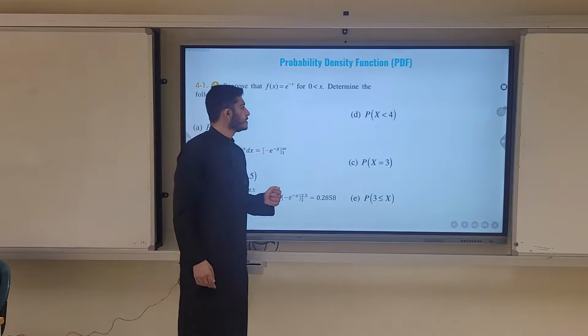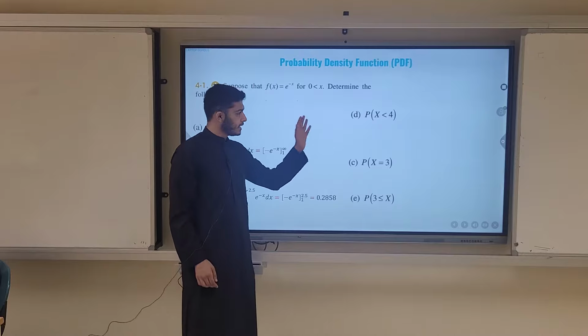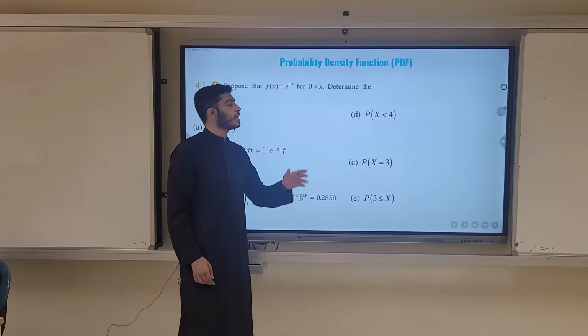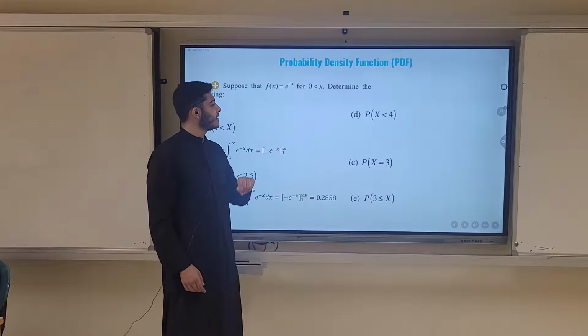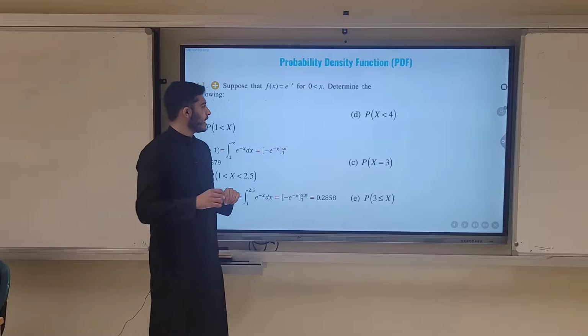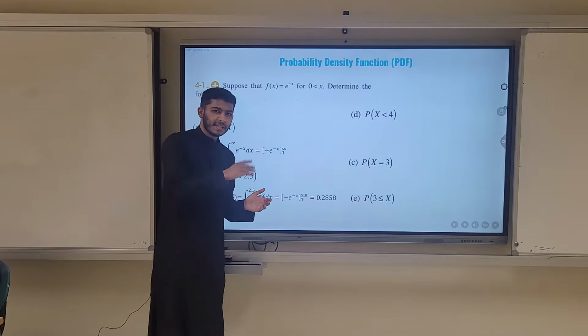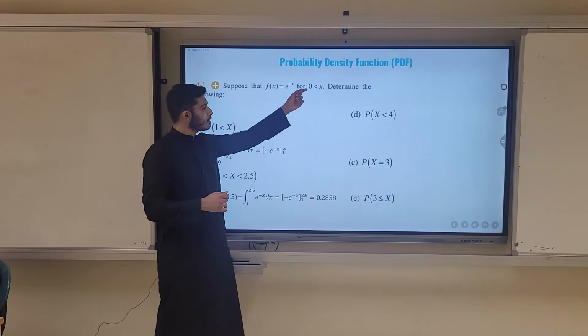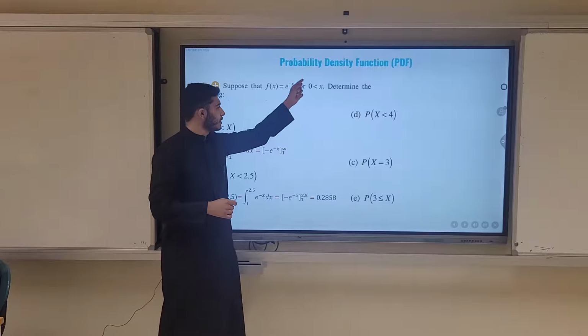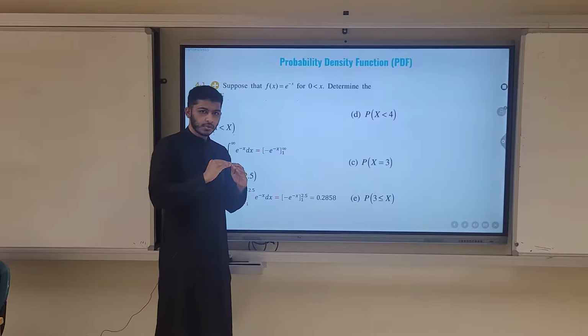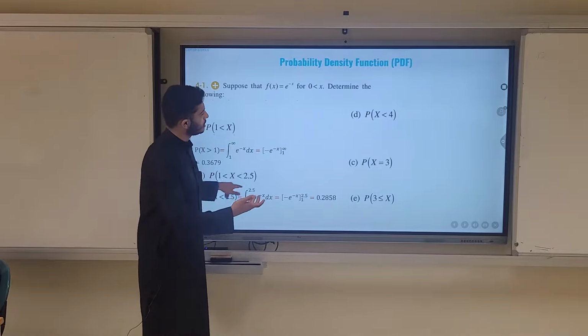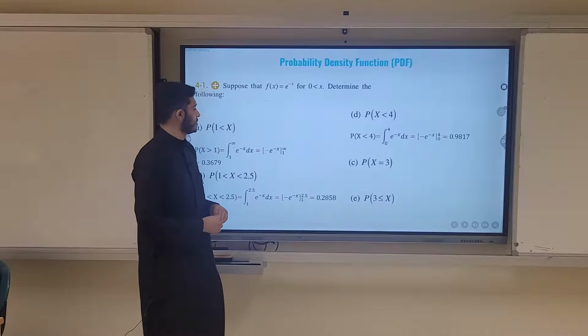The next one, integrating the probability of x less than 4. So in this case, we're going to take 4 and everything below it. But in this case, our domain does not go down to -infinity. It only goes down to 0. So we're going to integrate from 0 up to 4. So in this case, we should end up with this answer here.